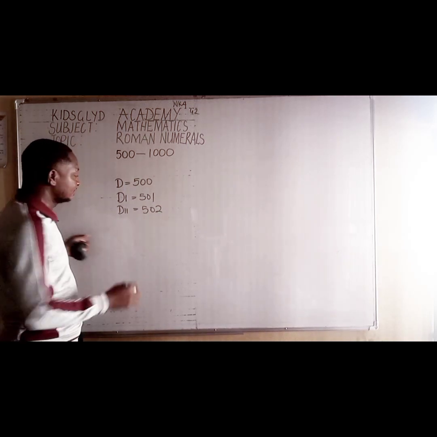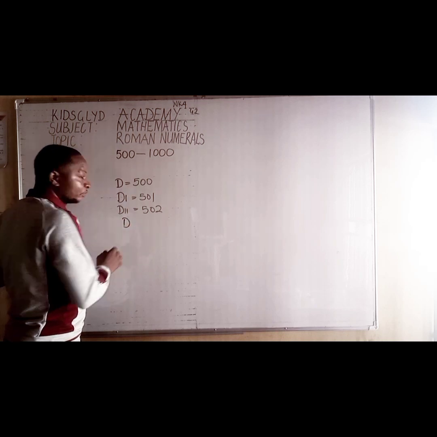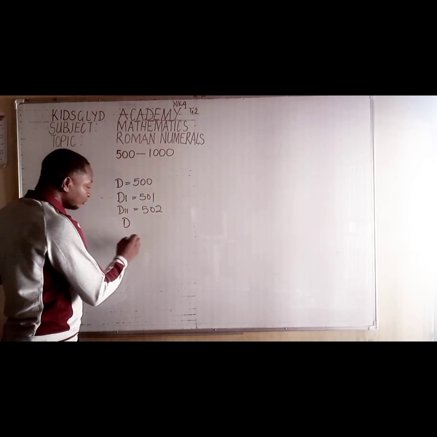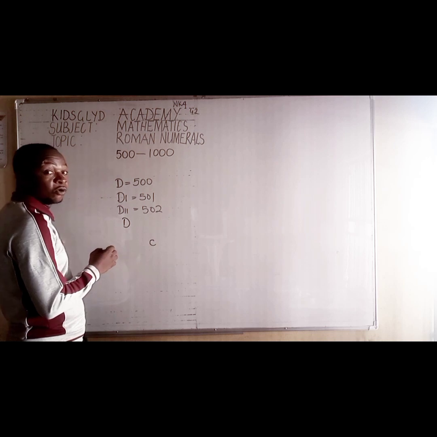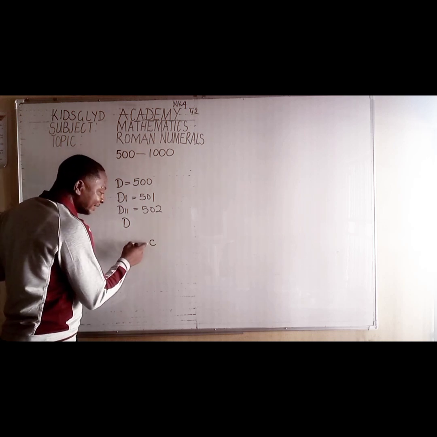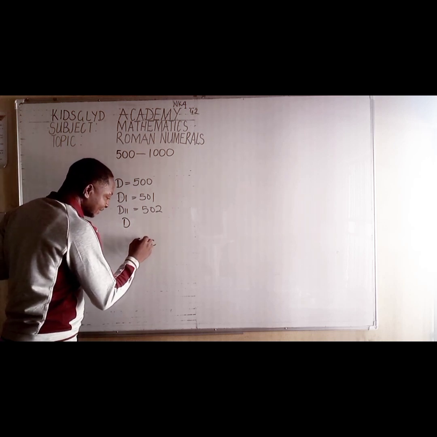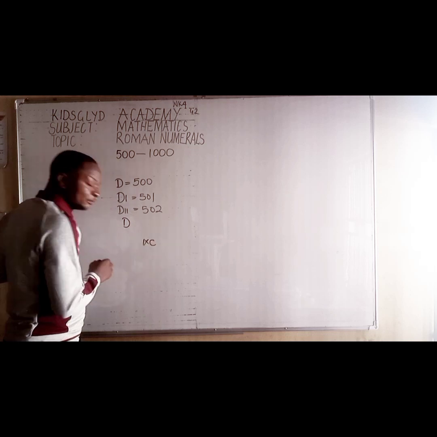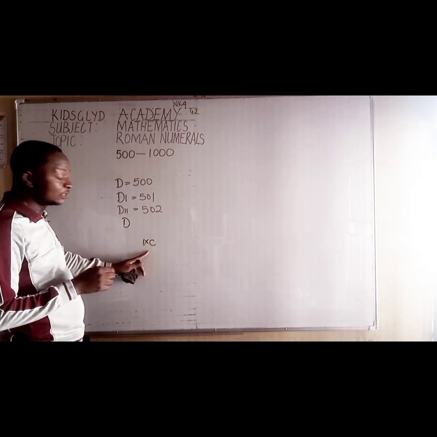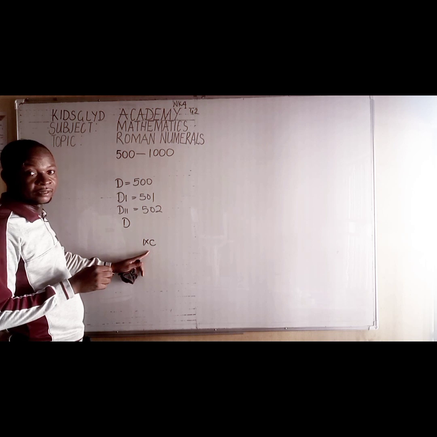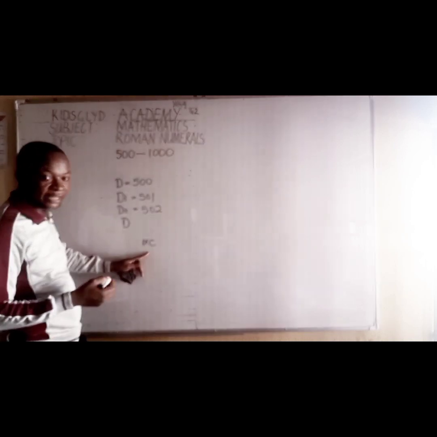That means 500 minus 96. So we say this is D. What is 96? Well, already we know that C is for 100. Then what is 9? 9 is IX. This IX means 99. I don't know if we are following. Since this one is 99.